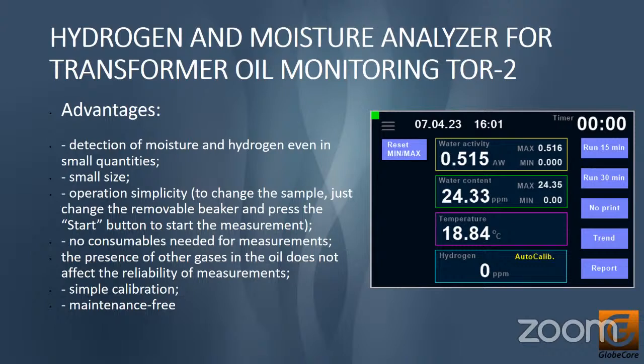Some of the important features of TOR2 are as follows: measurement of water content in ppm from 0 to 500 ppm, measurement of oil temperature from 0 to 55 degrees Celsius, measurement of 25 to 5000 ppm hydrogen dissolved in oil. The response time of this device is less than 60 minutes. It has low cross-sensitivity, less than 2% interference from other gases. The power consumption is 60 watts, and dimensions are suitable for operation in the field with its mass under 10 kilograms.